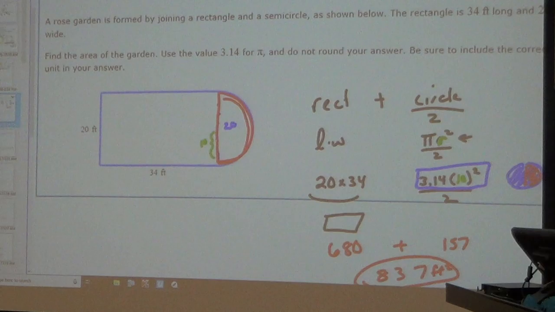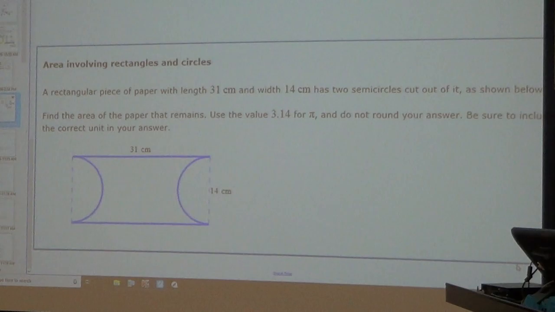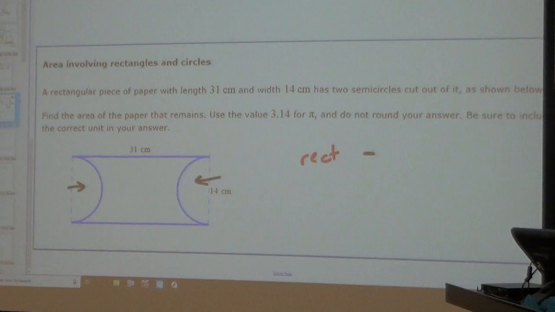Okay, look at this one. What am I doing to that one? Am I adding or am I subtracting? I am subtracting. This time I'm sucking in my belly and I'm sucking in my butt. Okay, so what is my outside shape? A rectangle. And I'm subtracting because I'm sucking in. What am I sucking in? What shape? A full circle this time.